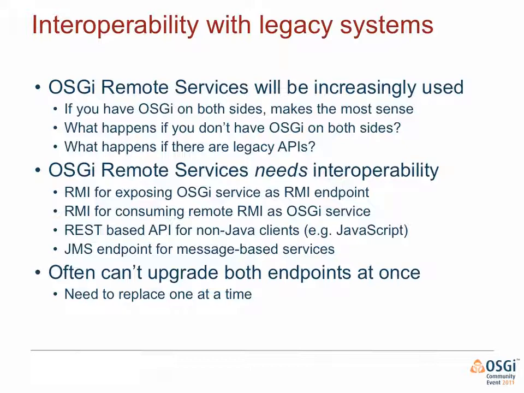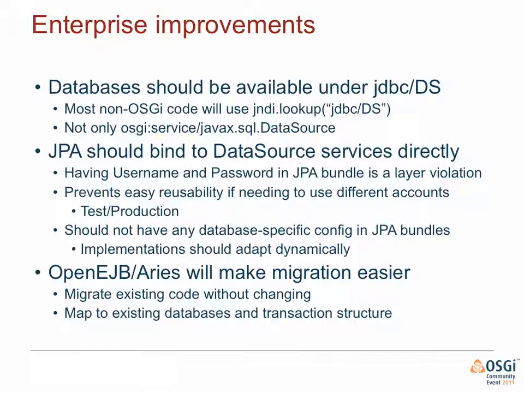If we've got all of these interoperability systems in place, then that will allow us to evolve systems by not requiring you to upgrade both endpoints at once. We can have an OSGi runtime talking to a legacy system, or we can have a legacy system talking to an OSGi runtime, and you can then improve the situation incrementally from there. We're also going to see some enterprise improvements in the future as well.